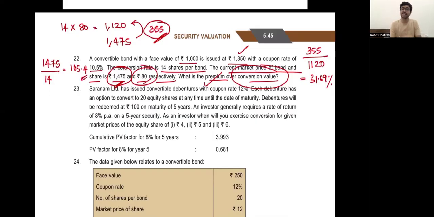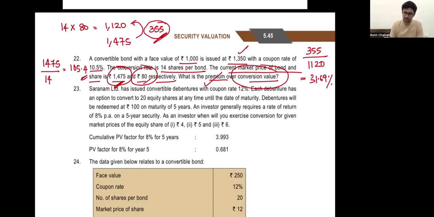Let us say this is the case for an investor who is purchasing the bond from the market. Let us say I am an investor who purchased the bond not from the market but at the time of issuance. What is the price going to be for me? Is it going to be 1475 or is it going to be 1000?